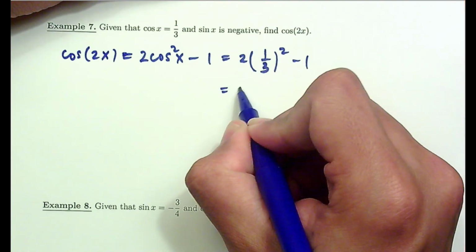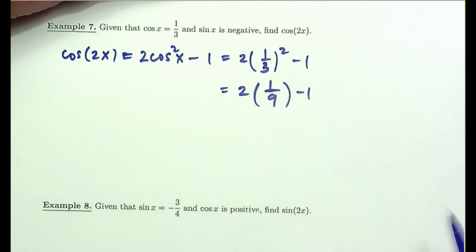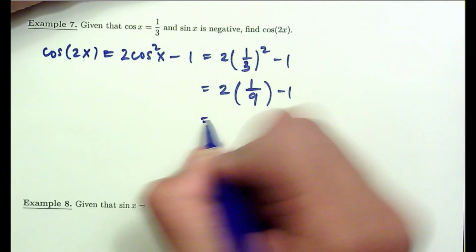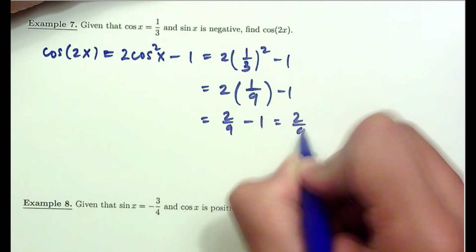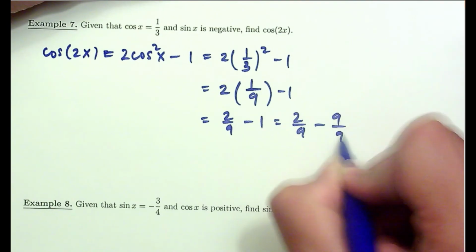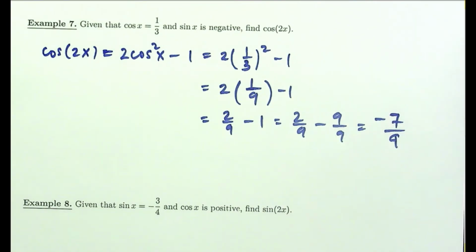Simplifying, this is 2 times 1/9, just squaring top and bottom. And multiplying, this is 2/9 minus 1, which is 2/9 minus 9/9, which is negative 7 over 9. So the answer is negative 7 over 9.